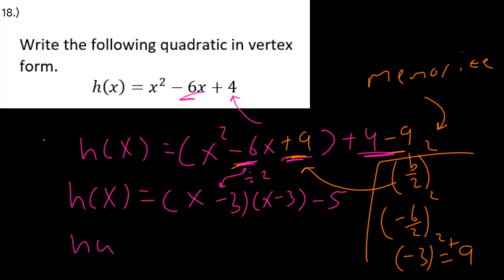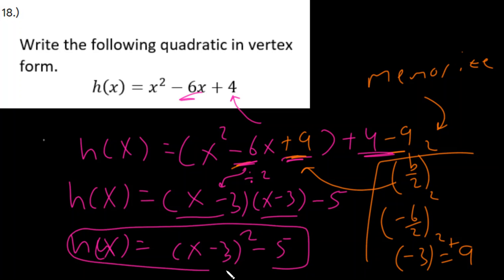One final step. Remember, we never write it like this. We say x minus 3, x minus 3. We can consolidate that, since it's there twice, as x minus 3 squared minus 5. I'll say that one more time. Since it's there twice, we just write it as a square. Okay, let's move on to example number 19.